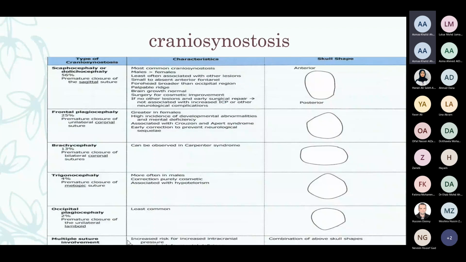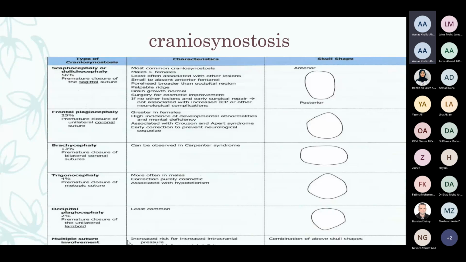Something like craniosynostosis. I will not go over this in detail, but we'll go over it very fast. You know that sometimes the shape will be scaphocephaly, where there is a premature closure of the sagittal suture. It's not always abnormal, but you have to make sure to follow the growth parameters.